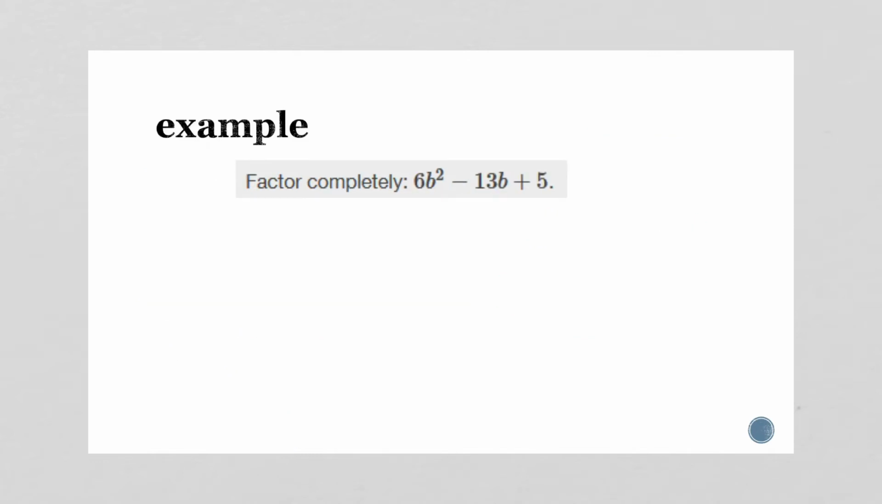All right, let's do another one, trial and error. Okay, so look at this. Now 6 can be written as 1 and 6 or 2 and 3, right? And then 5 can be written as 1 and 5 or 5 and 1, okay? So that's what I mean by trial and error is not fun.